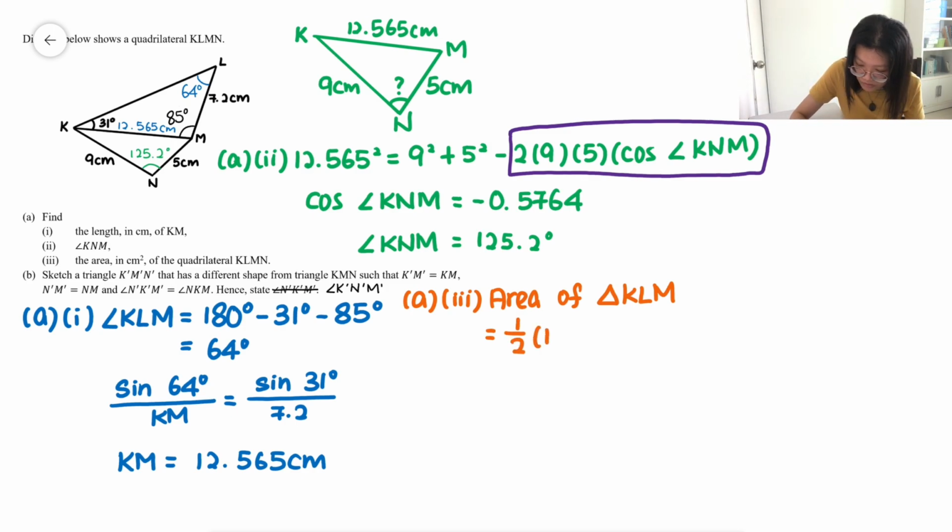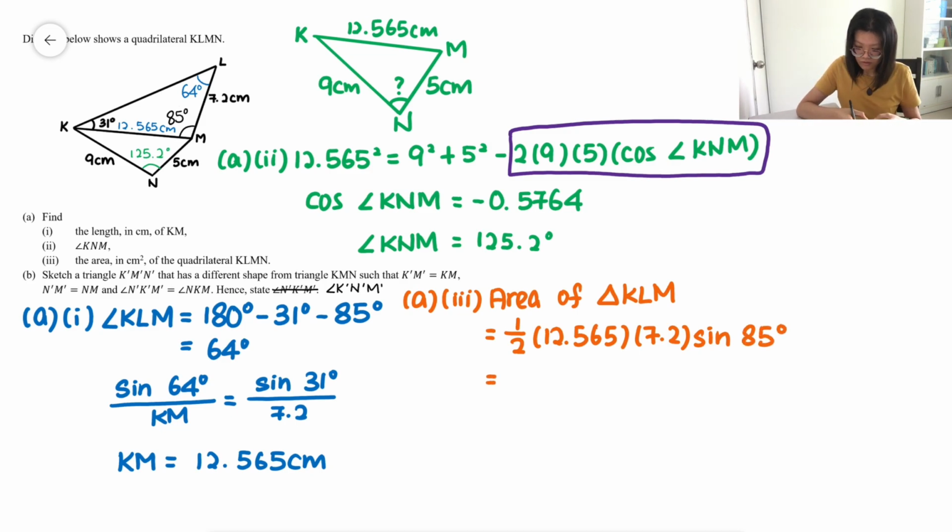1/2, 12.565 multiplied by 7.2 multiplied by sine 85 degree. You get 45.062 cm square.